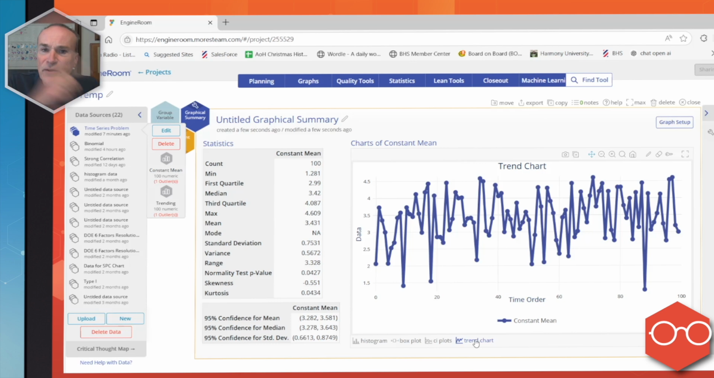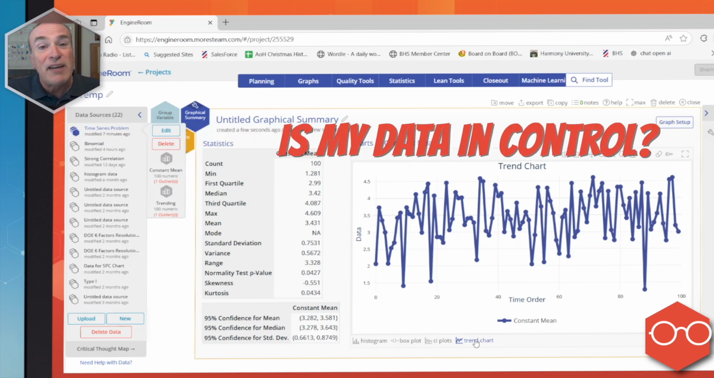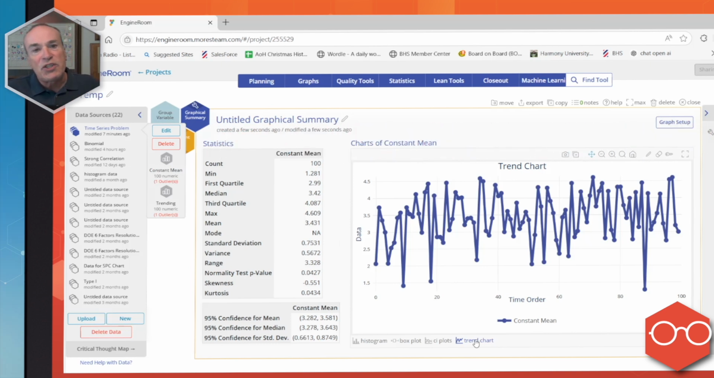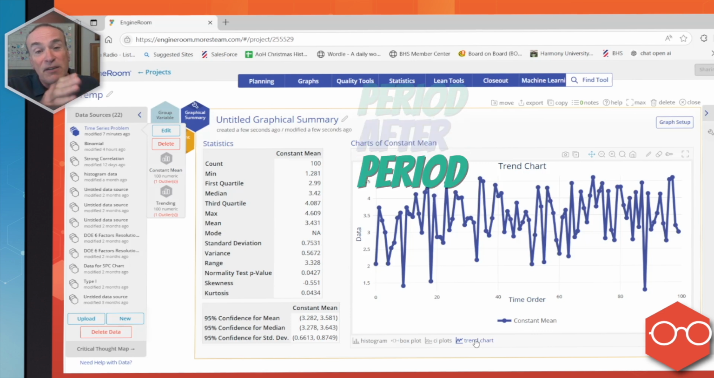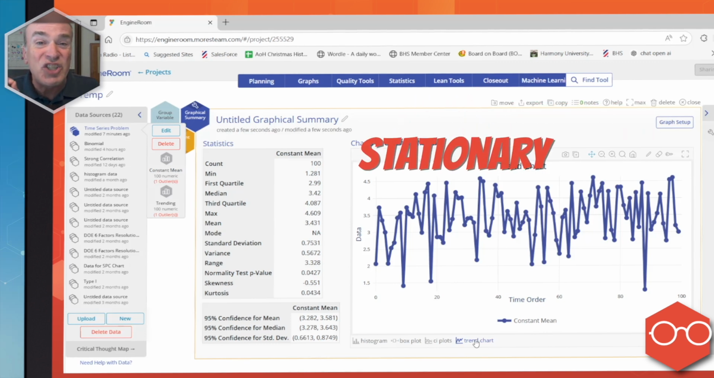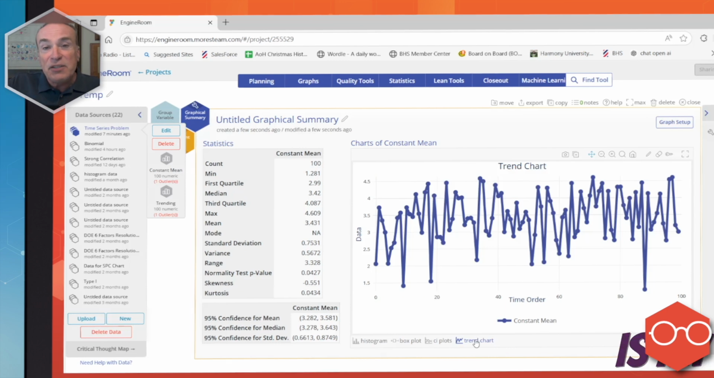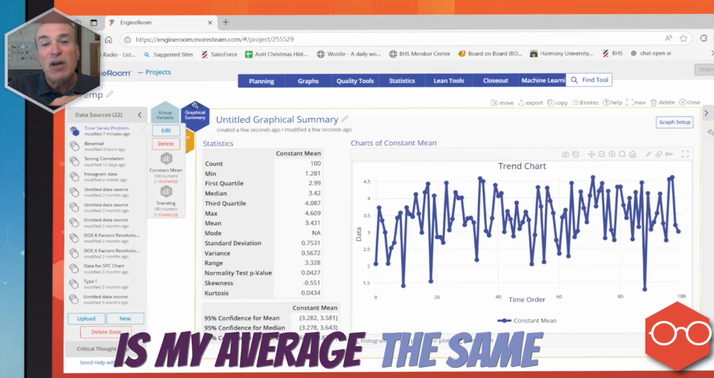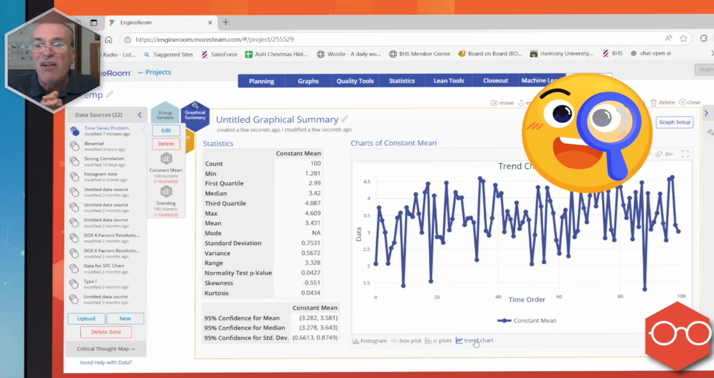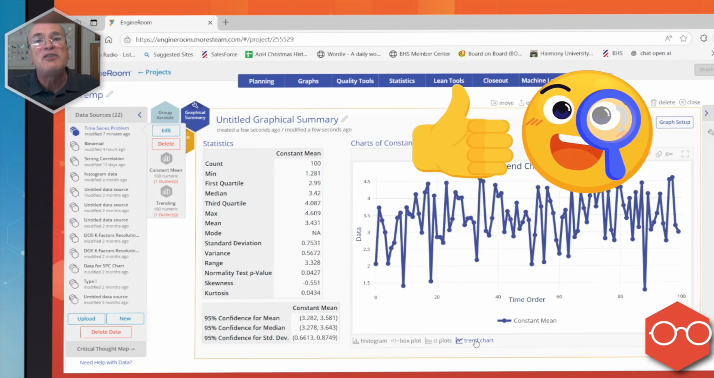So when you went through your SPC training, you were asked a question about, is my data in control? And that's a great question if we're trying to assess the performance period after period after period. But in this case, all that we care about is, is my average stationary? Is my average essentially the same across time? And we can kind of look at this and eyeball and say, it appears to be.